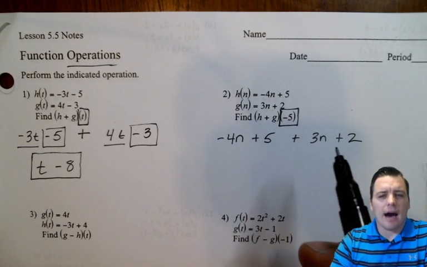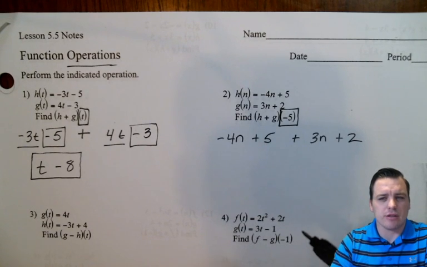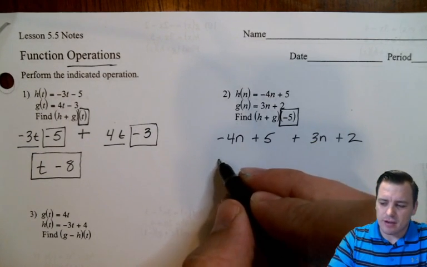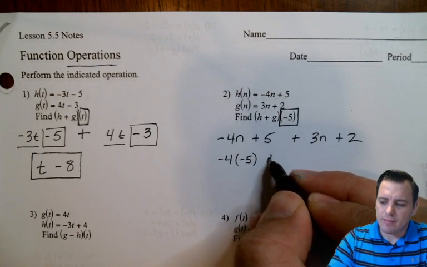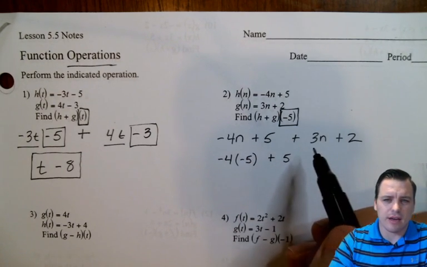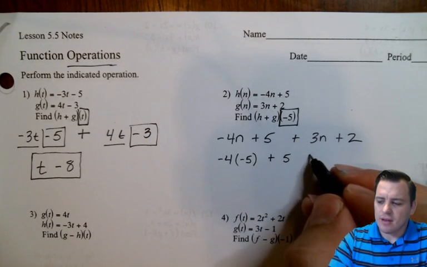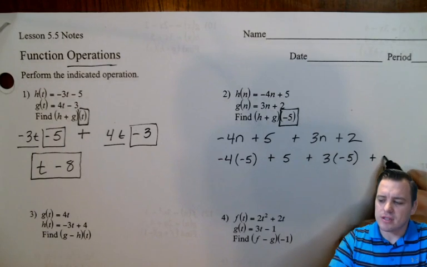I'm going to just plug in -5 from the beginning because when we get down to these lower problems, you're going to be like, it would be best that we just go ahead and plug in -5. So -4 times -5 plus 5. Now notice the only thing I've done is plug -5 into the n. Plus 5 plus 3 times -5 plus 2.